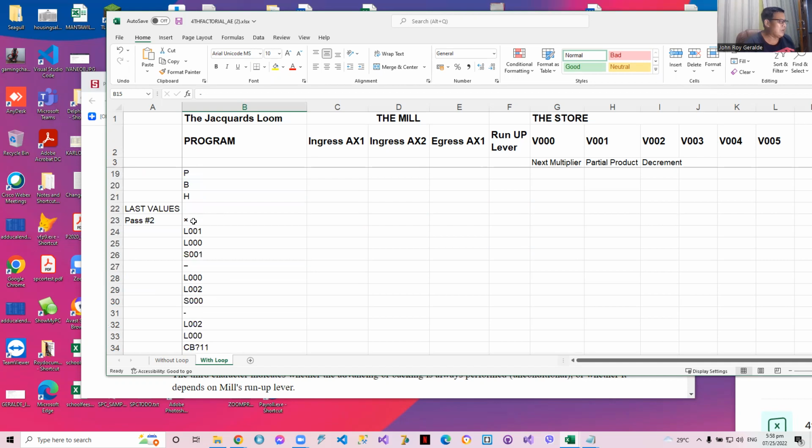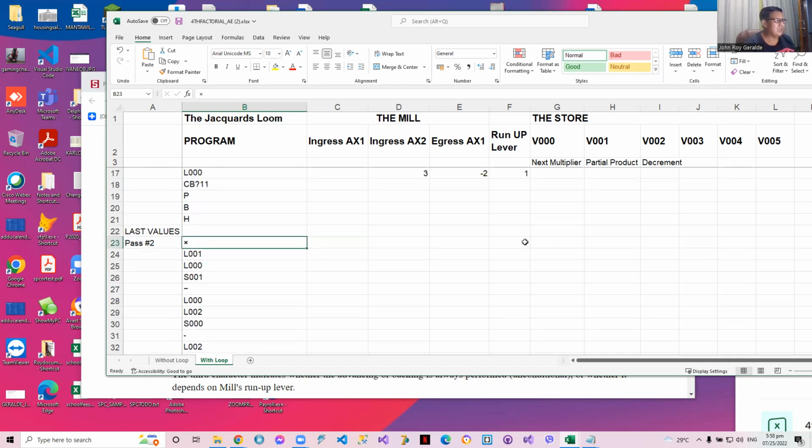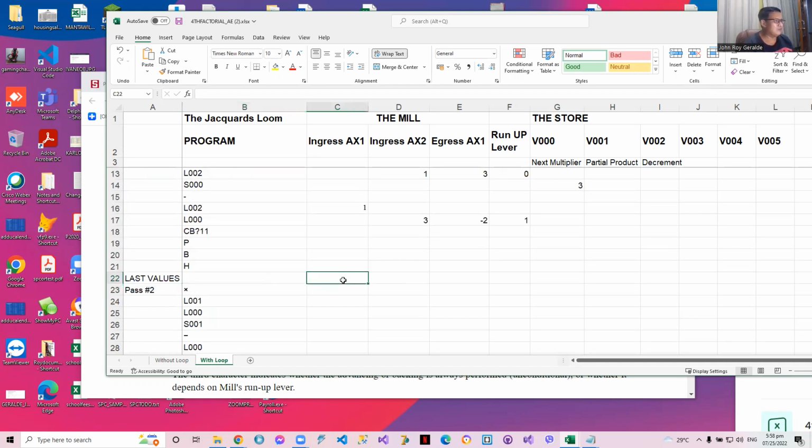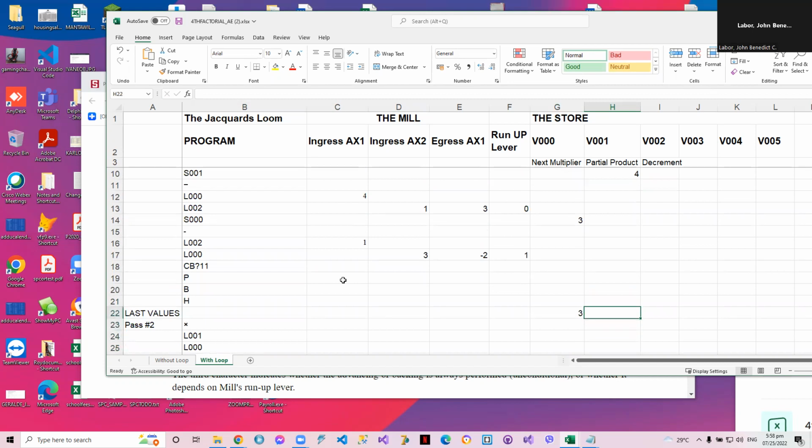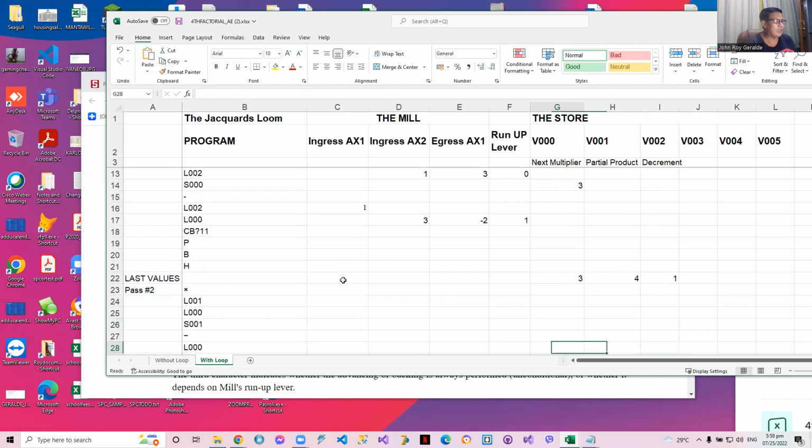So, we go back to the times. But before we do that, let's record the last values, so that we won't have a hard time scrolling. This is 3. What is our first partial product? This is 4. Oh, sorry, this is 4. This is 1. Do you follow? So, we repeat, right? It's clear why we repeat: because the run-up lever is 1.